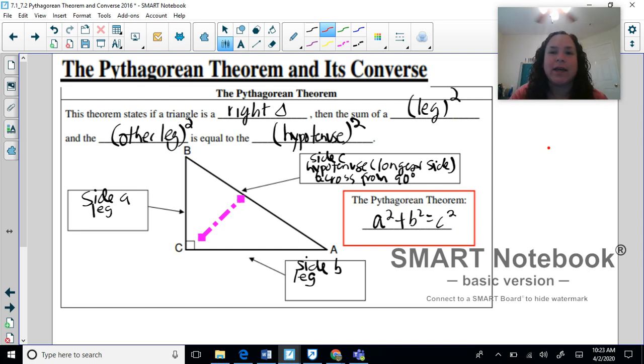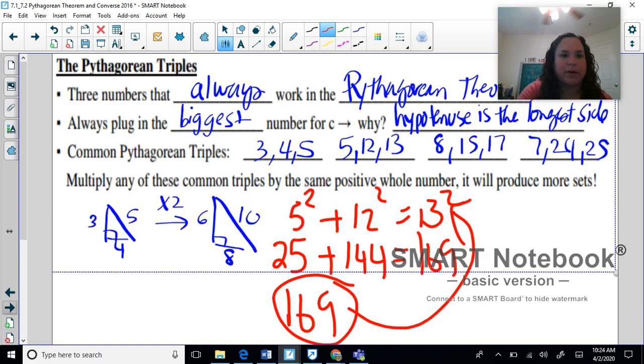This is going to be the second video in the series on the Pythagorean theorem and its converse. If you take a look at what's on the screen right now, it is the definition of the Pythagorean theorem and the formula itself. We're going to be using that to find the lengths of missing sides and also to prove that a triangle is a right triangle and not an imposter by using Pythagorean triples.